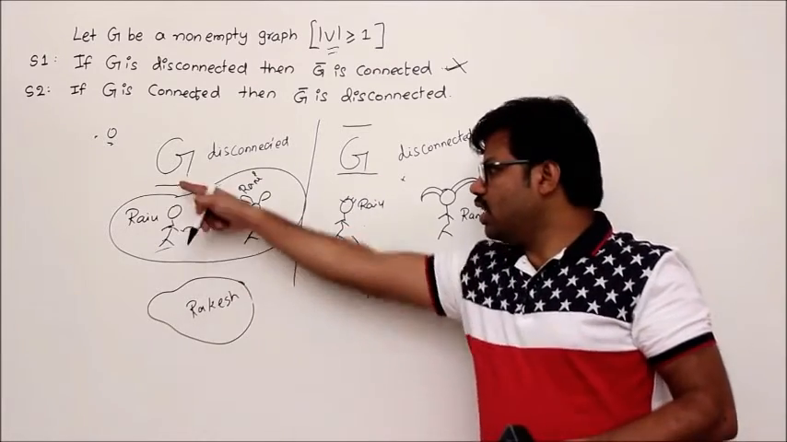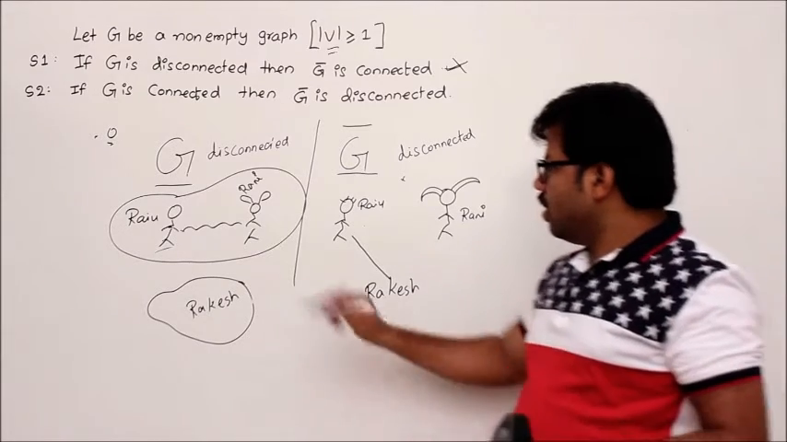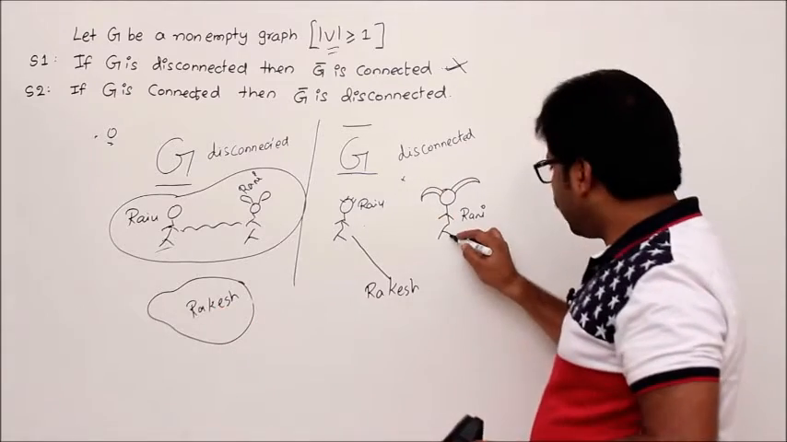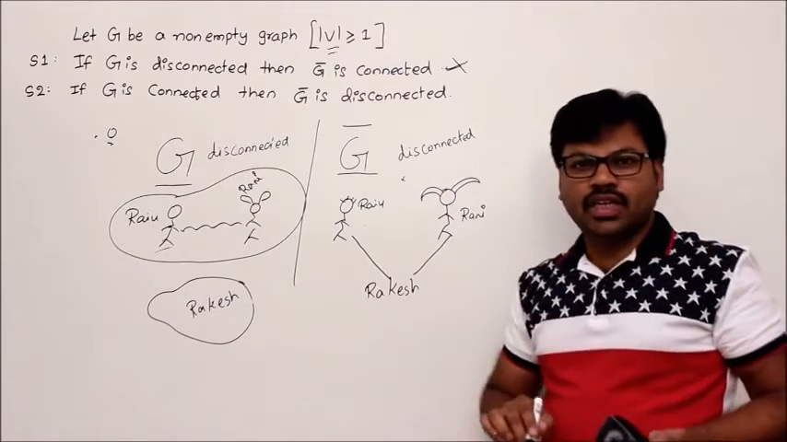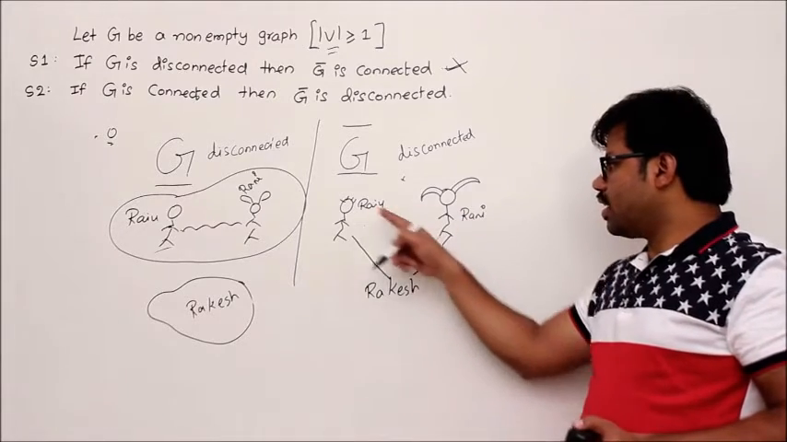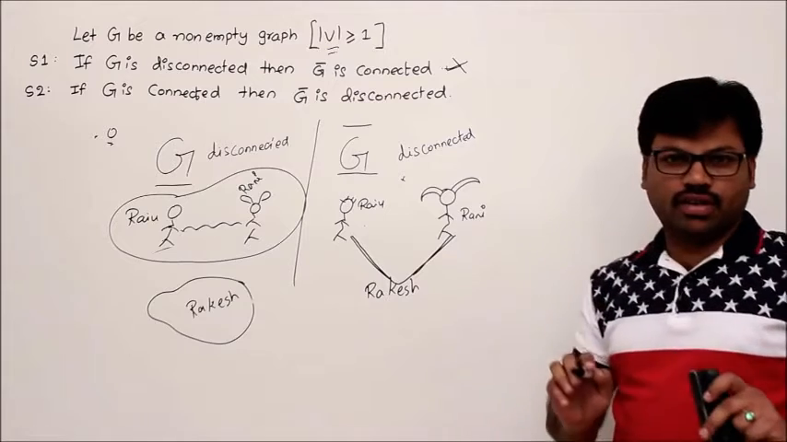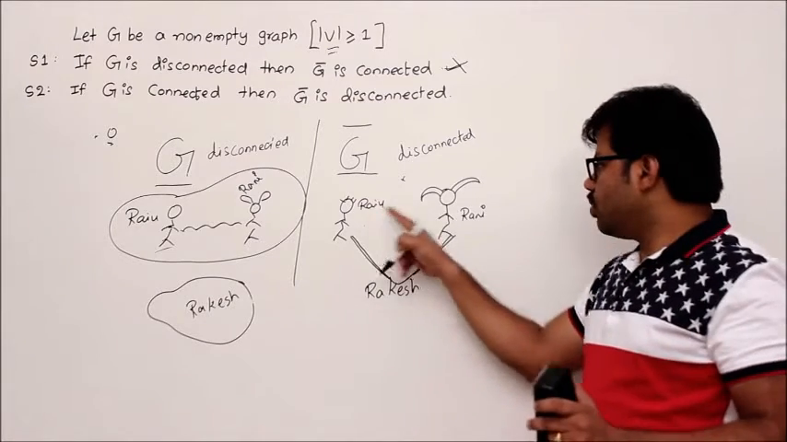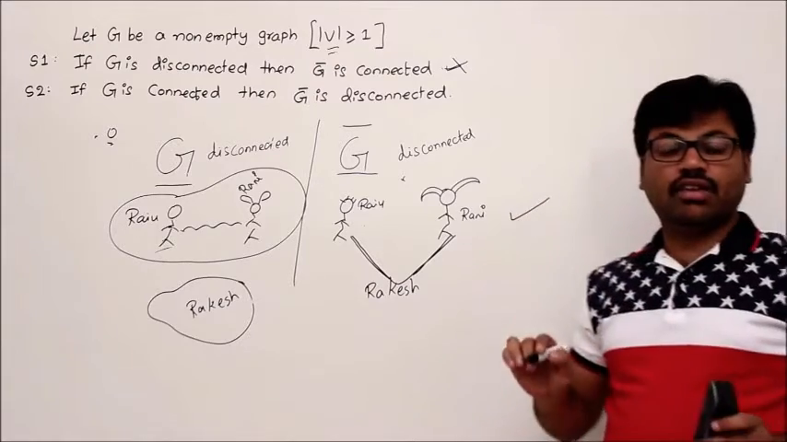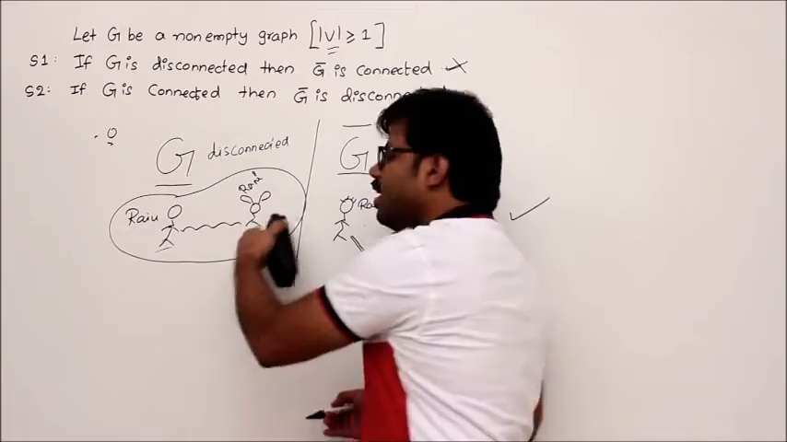Whenever there is no edge in G, definitely there will be an edge in G bar. Similarly, since Rani Rakesh are not directly connected, definitely there will be a direct edge between them. Initially your assumption was Raju Rani doesn't have a path, but I can prove that there is a path. Remember, right? Initially you assumed that Raju Rani doesn't have a path, but I proved that there is a path, in the case when Raju Rani are connected here.